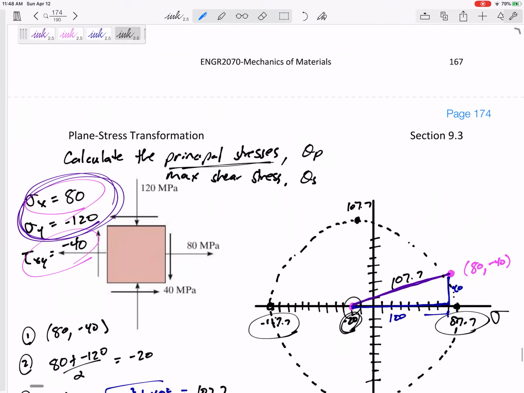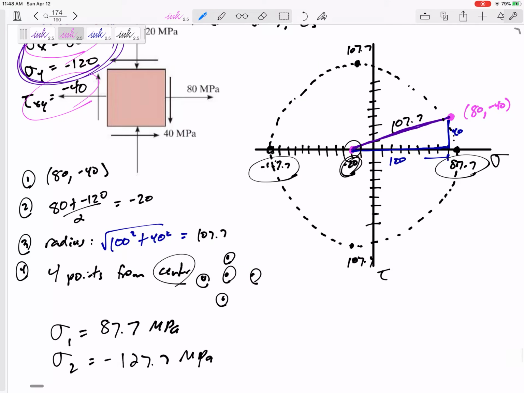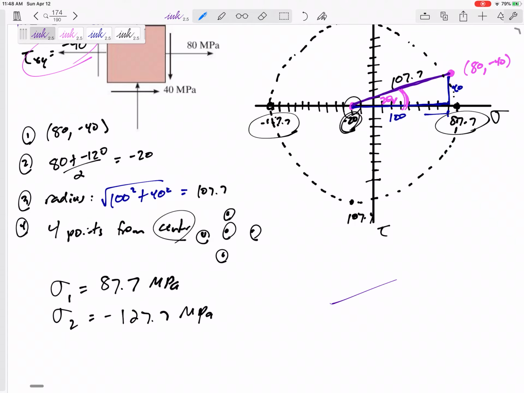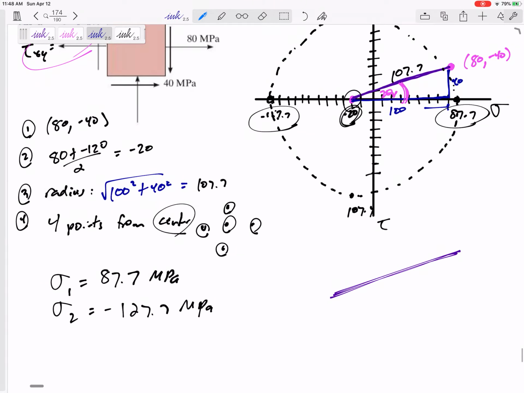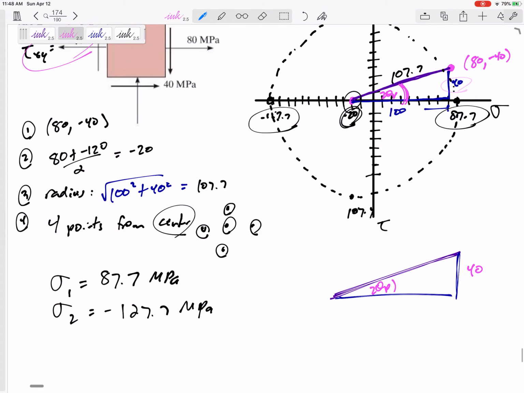Now, theta P. What is theta P? Well, that angle right there is 2 theta P. Let me come down and draw this triangle and find that angle 2 theta P right there. This height of that triangle is 40.